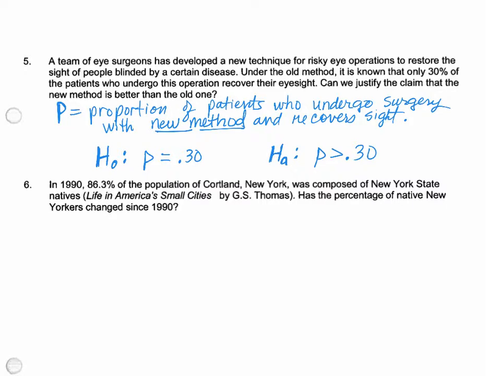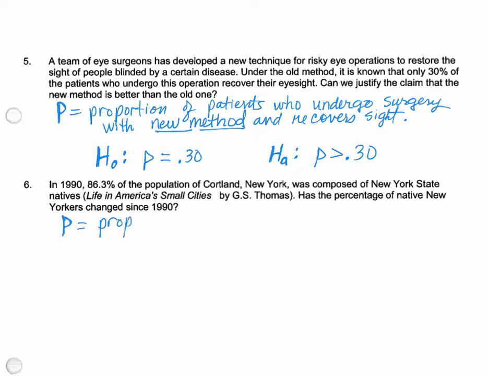All right, let's do this one last one here. In 1990, 86.3% of the population of Cortland, New York was composed of New York State natives. Has that percentage of native New Yorkers changed since 1990? So what, mean or proportion? Okay, so we're going to start P equals the proportion.